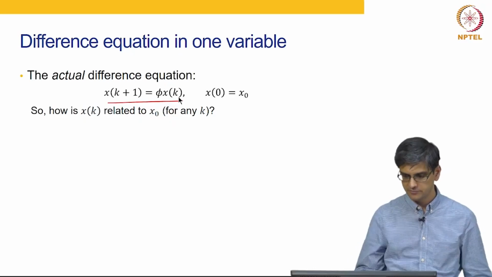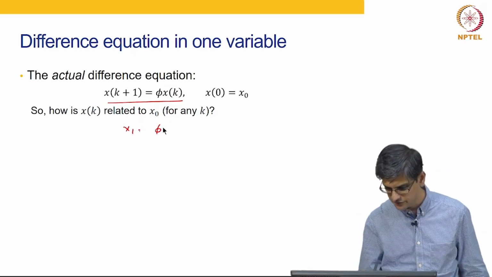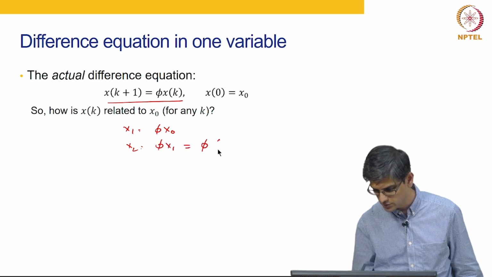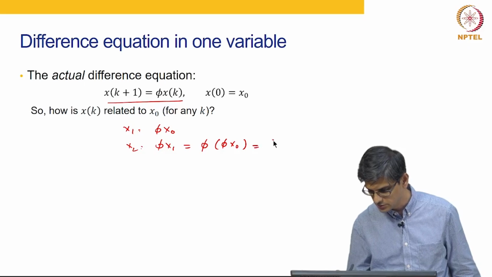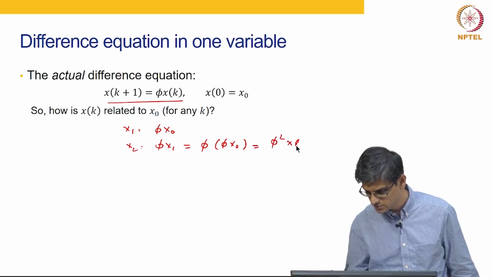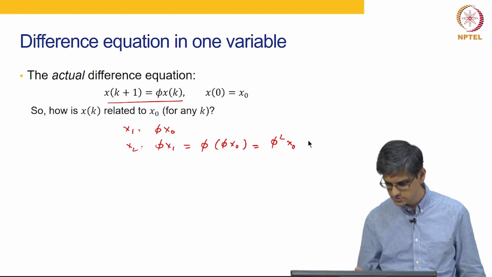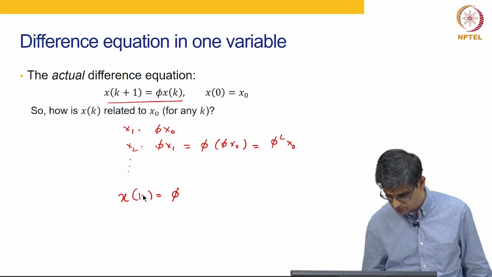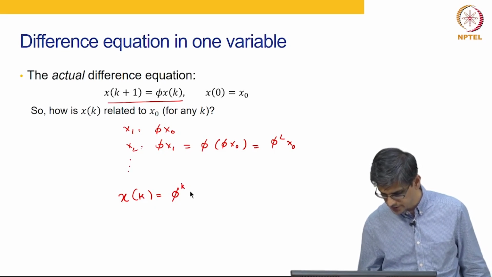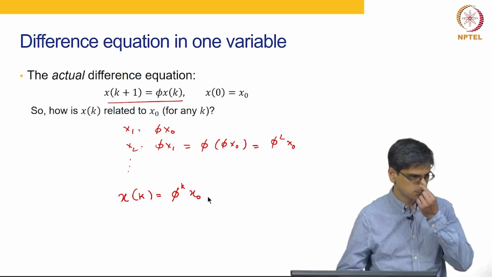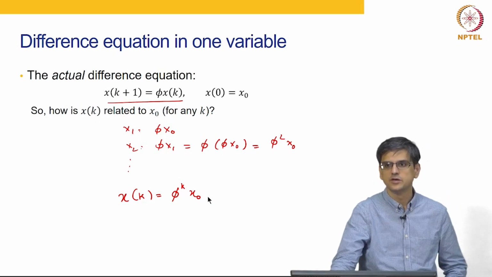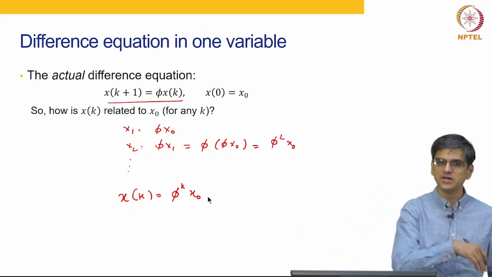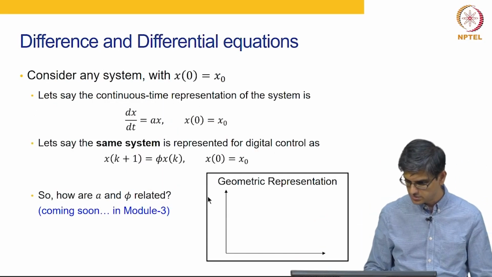Phi square times, right. So x1 is phi x0, x2 is phi x1, equal to phi multiplied by phi x0, equal to phi square x0, and so on. So xk is going to be phi to the power k multiplied by x0, okay. Now another thing that you did with respect to stability.